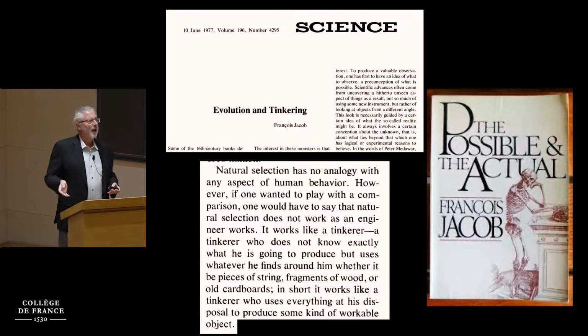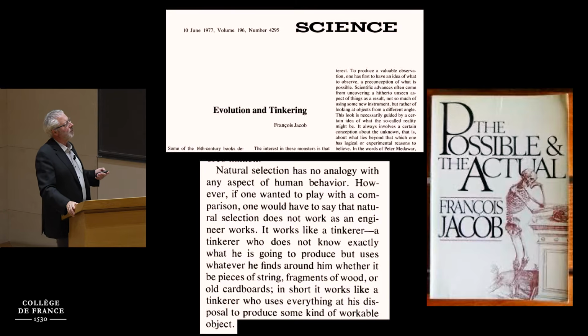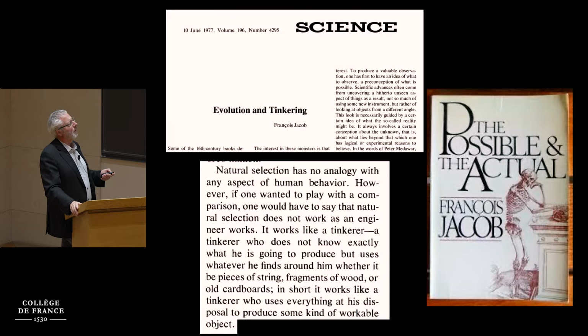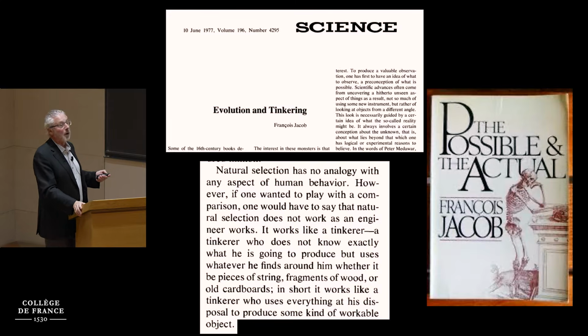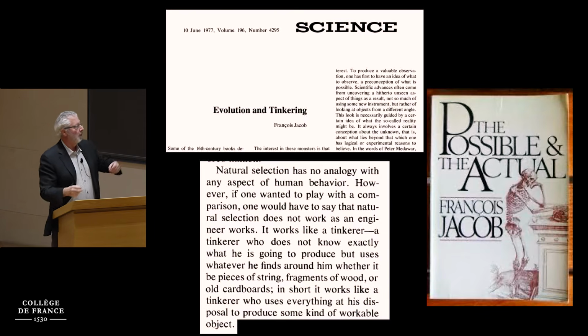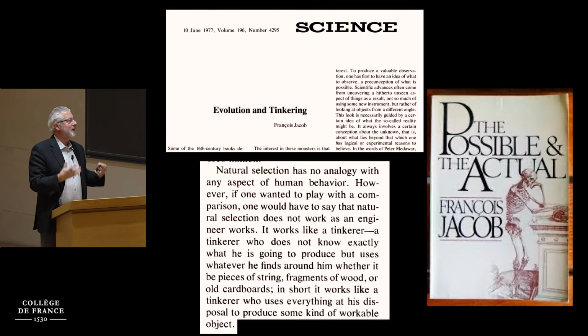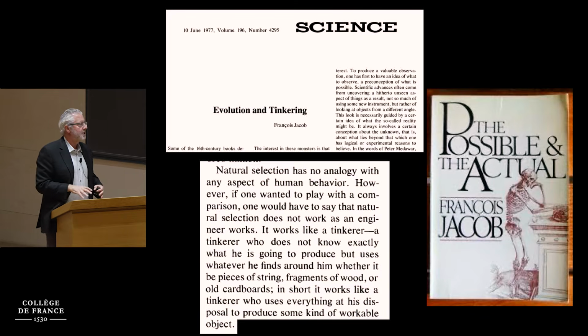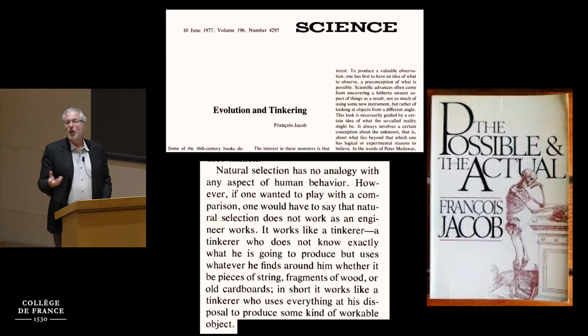kind of what we're going to be looking at today: natural selection, this is from Jacob, natural selection has no analogy with any aspect of human behavior. However, if one wanted to play with a comparison, and again, he's making an important metaphor here, one would have to say that natural selection does not work as an engineer works. It doesn't design things from scratch. It works like a tinkerer who does not know exactly what he is going to produce, but uses whatever he finds around him, whether it is pieces of string, fragments of wood, or old cardboards. In short, it works like a tinkerer who uses everything at his disposal to produce some kind of workable object.